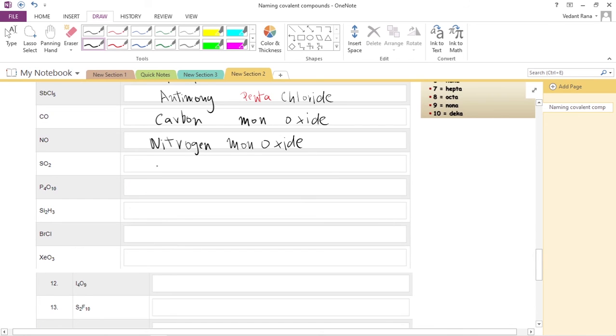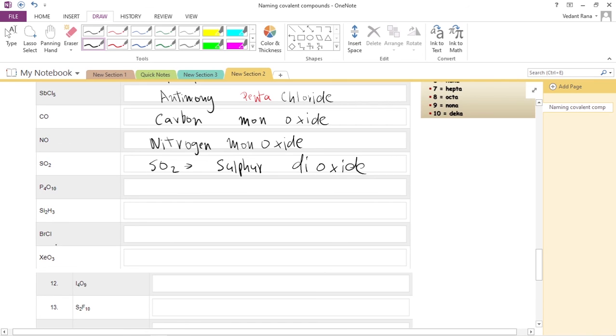Next is SO2, sulfur dioxide. First element's name is sulfur, second one is oxygen. With IDE, this becomes oxide. 1 atom of sulfur, we don't use mono because sulfur is the first element. 2 atoms of oxygen, so we use the prefix di. Sulfur dioxide.